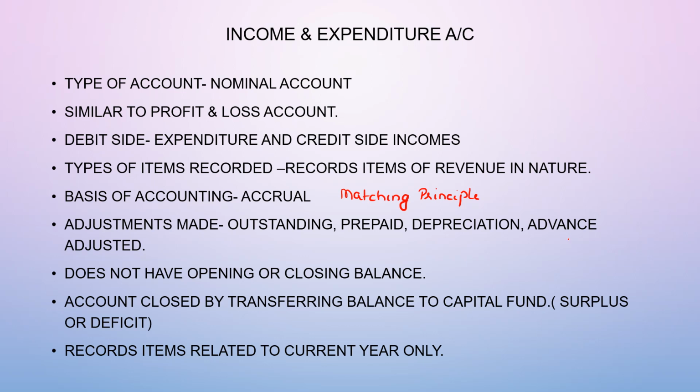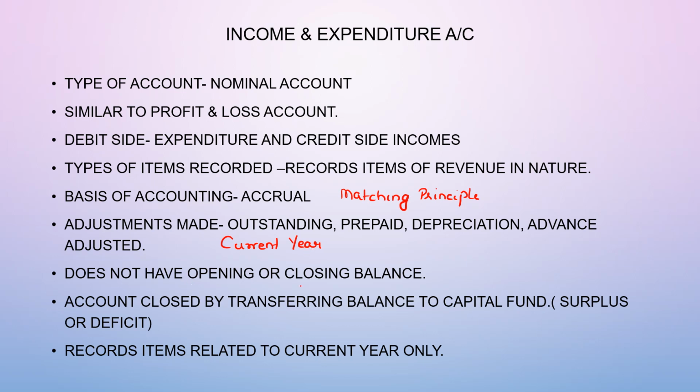accrued income. All those adjustments you can find in the income and expenditure account. We make those adjustments and arrive at the current year figures. All these adjustments are done so that you find the current year income or the current year expenditures. So they only come into the income and expenditure account.